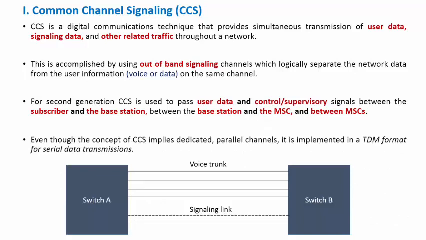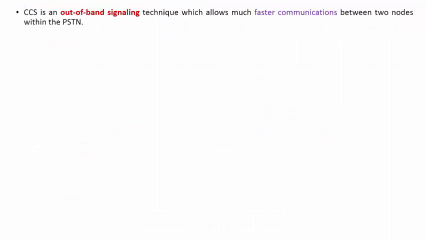So even though the concept of CCS implies a dedicated parallel channel, it is implemented in a time division multiplex format for serial data transmission. This is the main advantage of the CCS based cellular network. So CCS is an out of band signaling. As I said, there are separate lines for the data and voice purpose and a separate line for the signaling purpose. This allows much faster communication between two nodes within the PSTN.